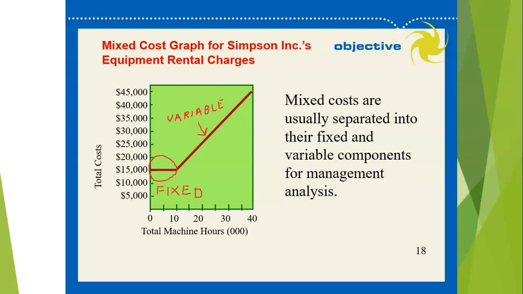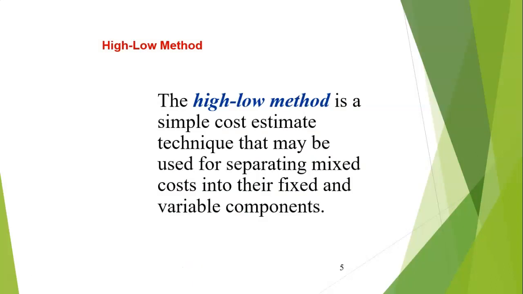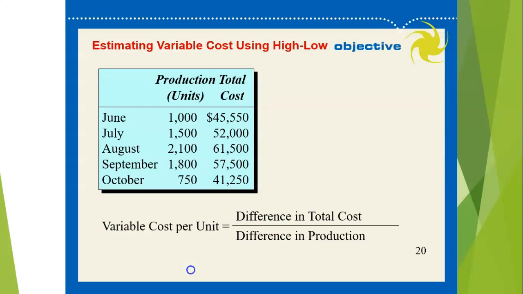Now we need to separate these into a variable section and a fixed section for various things that management is going to need to be able to do, such as budgeting. And generally, these days, we would use Excel or some statistical software, which would be much more accurate. But when you need a quick and dirty, just want to know a ballpark, and that often happens, then a lot of times this high-low method can give you that. It's very simple, and so it is still utilized. This high-low method separates out the mixed costs into their fixed and variable components.